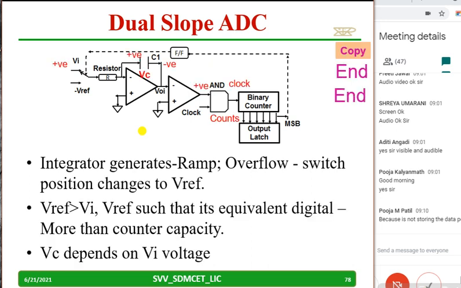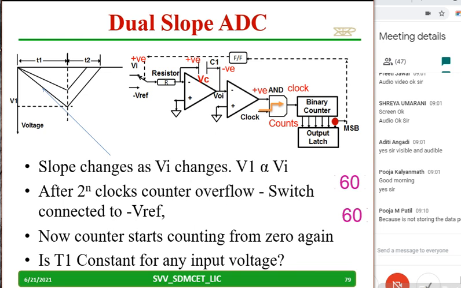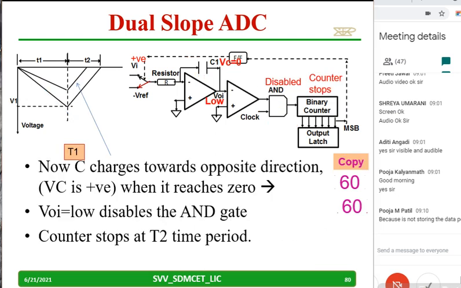So these are the points we have discussed, and I hope all of you understood the dual slope also. The main concept is that the slope will change here, but the slope will remain the same there, because VI changes here. It's one important point, and this completes your A to D converter subtopic. If you have any doubts, you can ask now.